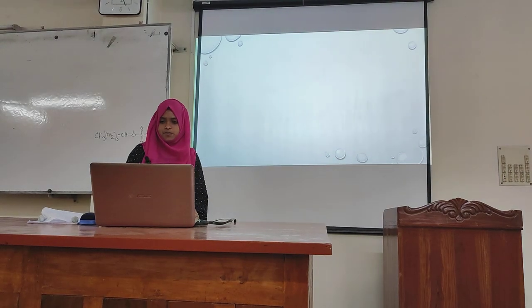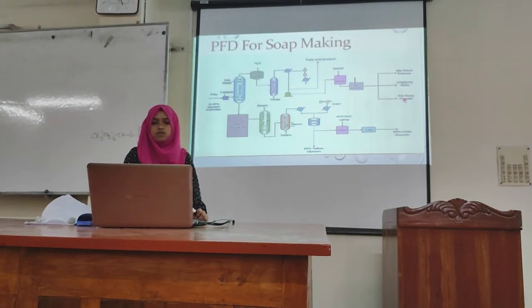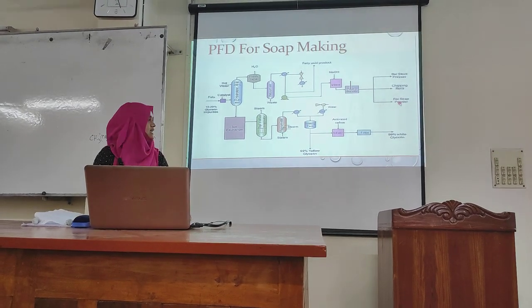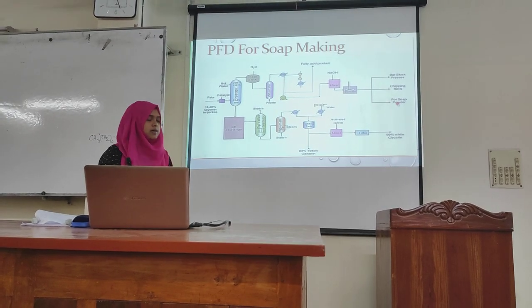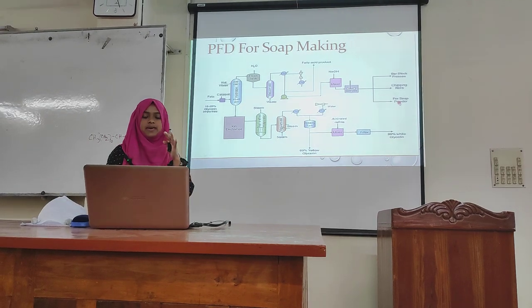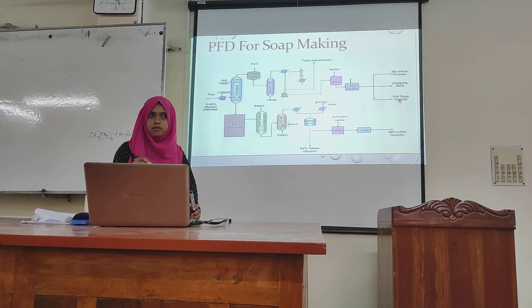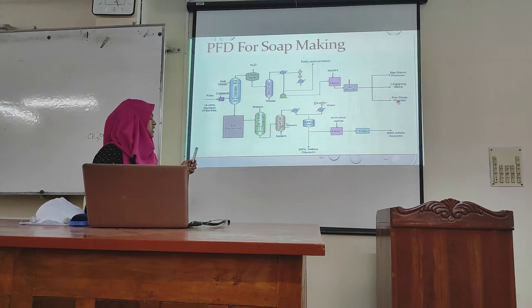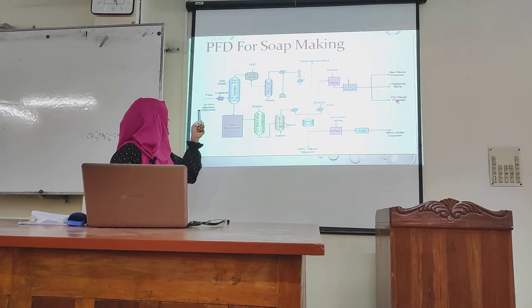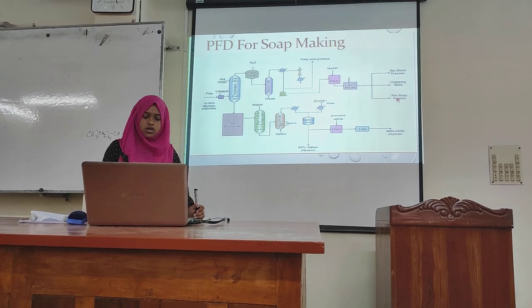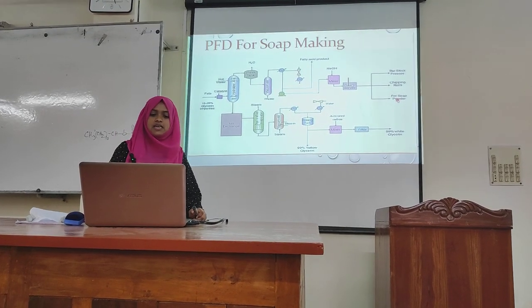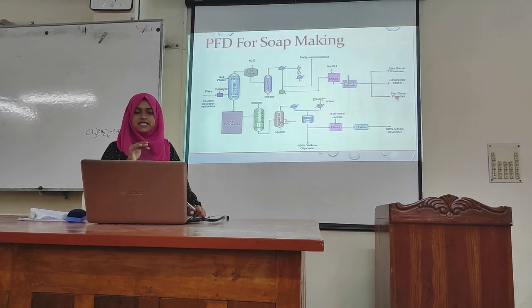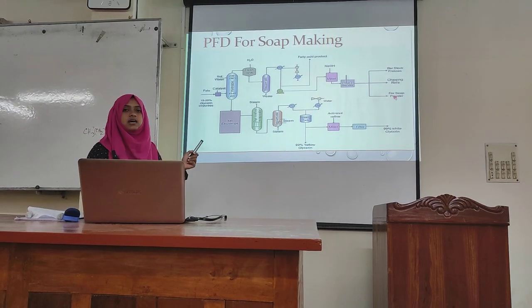Now let's discuss the process flow diagram of soap making. This diagram shows the process flow of making soap. In this diagram, we can see that there is a hydrolyzer. This is the main structure where the first reaction, called fat splitting, is done. In this hydrolyzer, fat and catalysts react at 230 to 250 degrees centigrade and 40 to 45 atmospheres. Then two products are produced, glycerin and fatty acid. Then the fatty acids go to the flash tank, and the glycerins go to the glycerin tank.